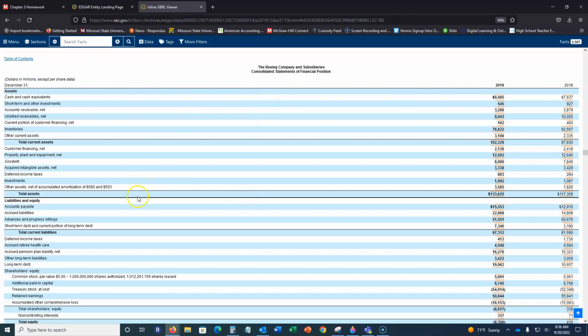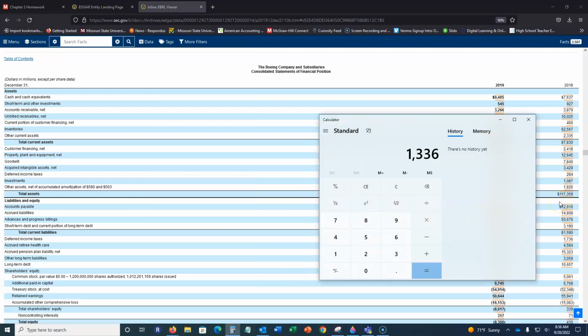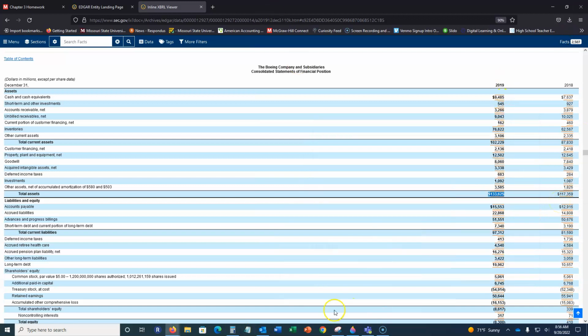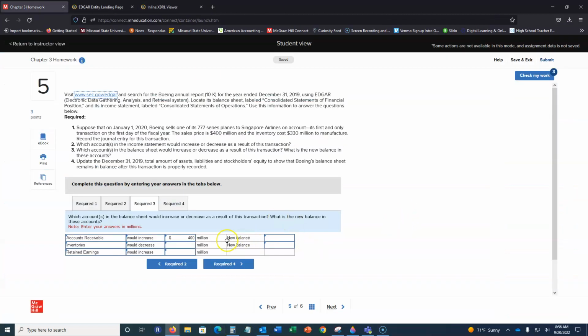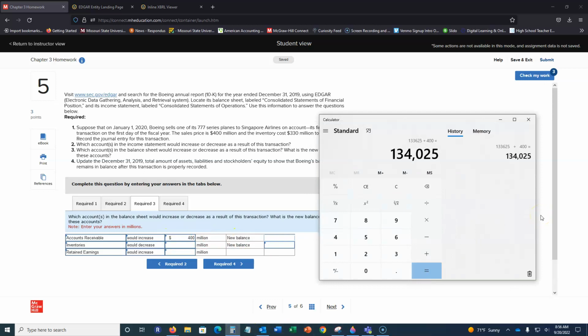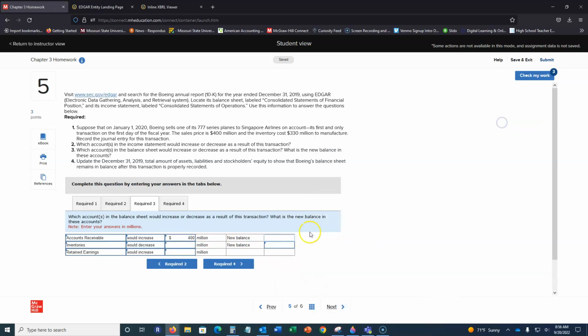So what we need to do is look at total assets, 133,625. Those are our total assets, okay? So let's remember that, 133,625. So what have we done here? Well, we need to go back here and find the new balance of assets on our balance sheet. After we add in accounts receivable for 400 million, we have 134,025. Okay.